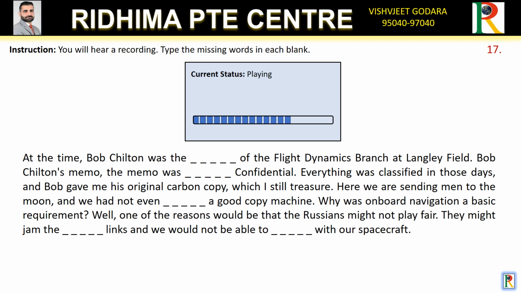Why was onboard navigation a basic requirement? Well, one of the reasons would be that the Russians might not play fair. They might jam the communication links, and we would not be able to communicate with our spacecraft.